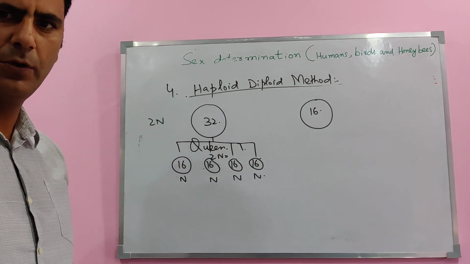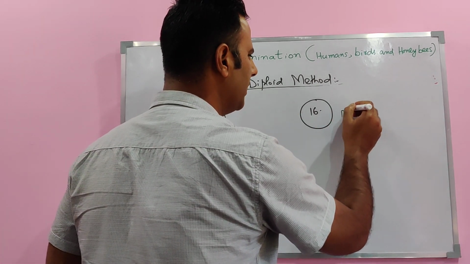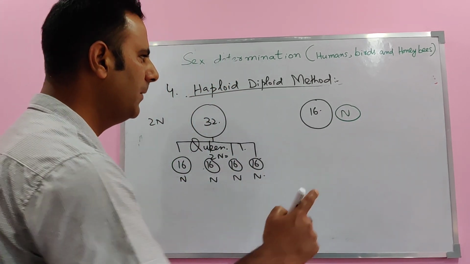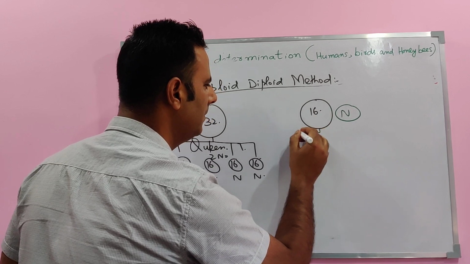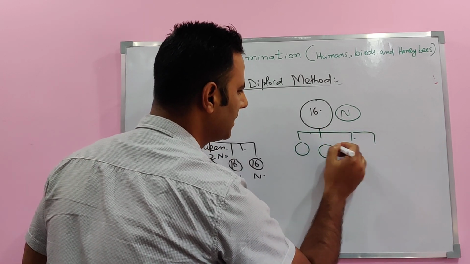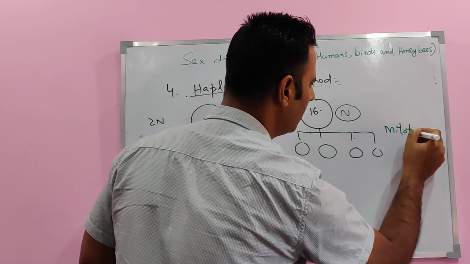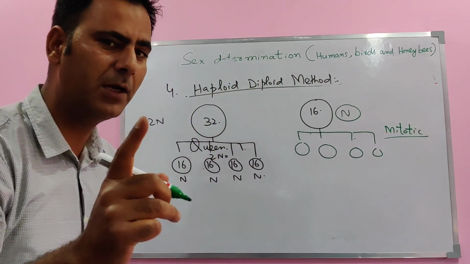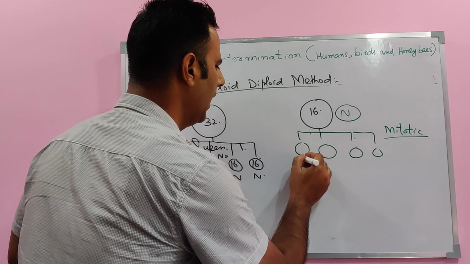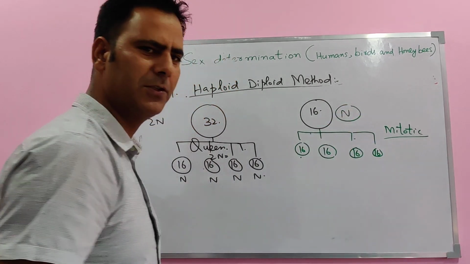Since the male is haploid, there is no question of meiosis. Therefore, the males will produce the sperms by mitotic divisions, not by meiosis. And all the sperms will again be haploid. There will be no change in chromosome number because of mitosis.